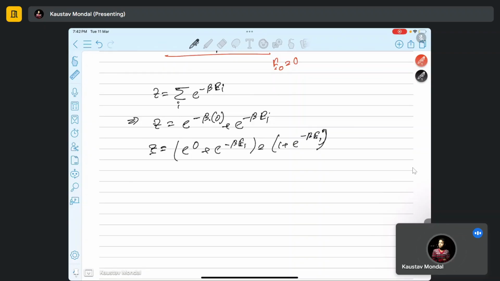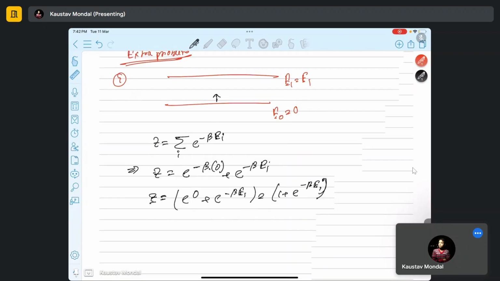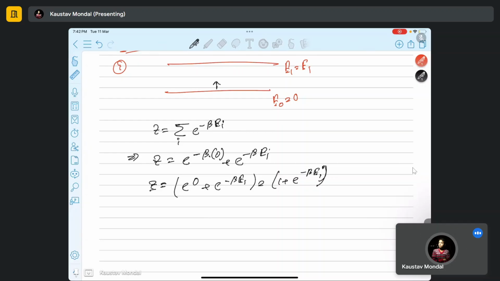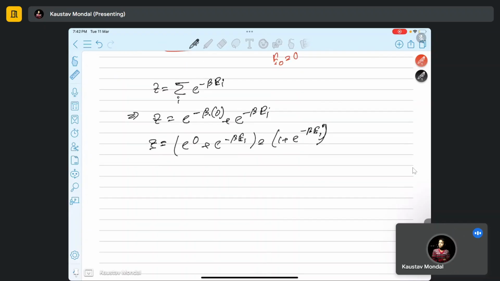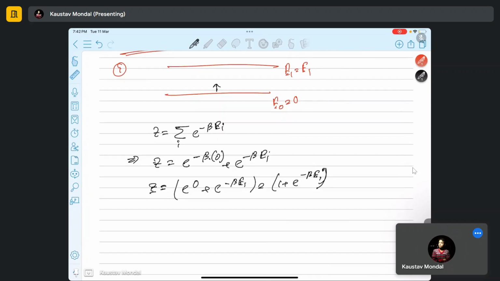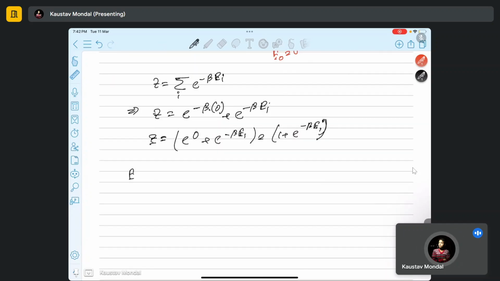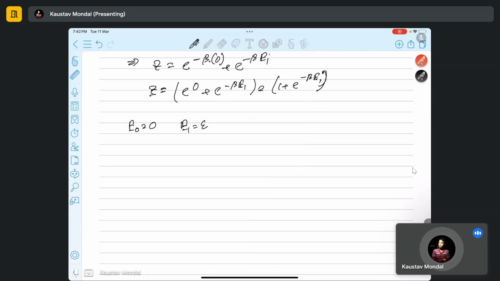So this is one partition function problem. Now let's suppose in the same problem there are two similar states. Suppose E0 is 0 and E1 is epsilon.